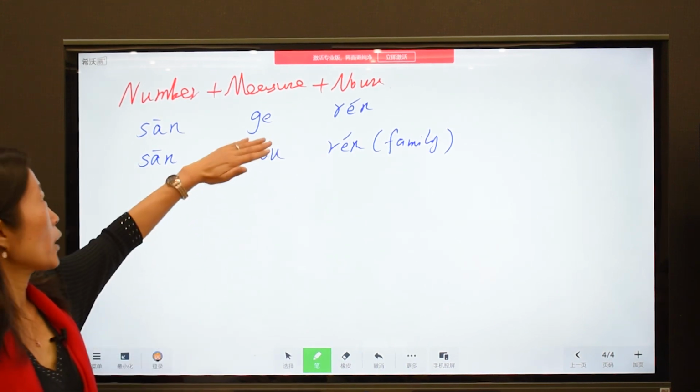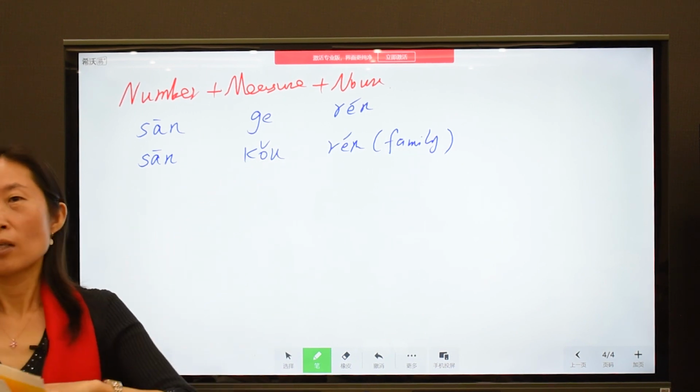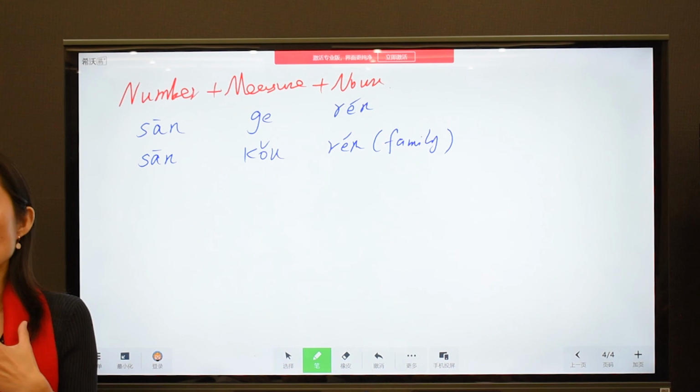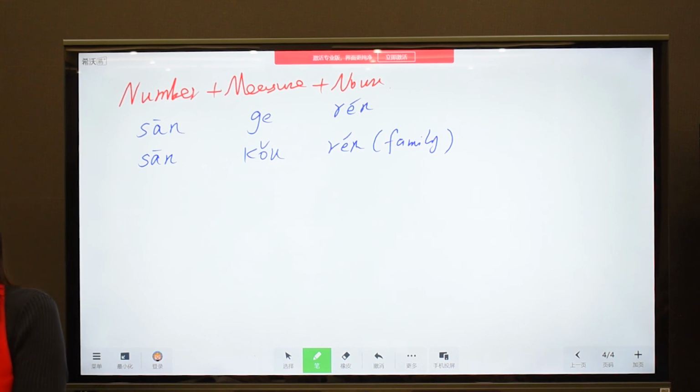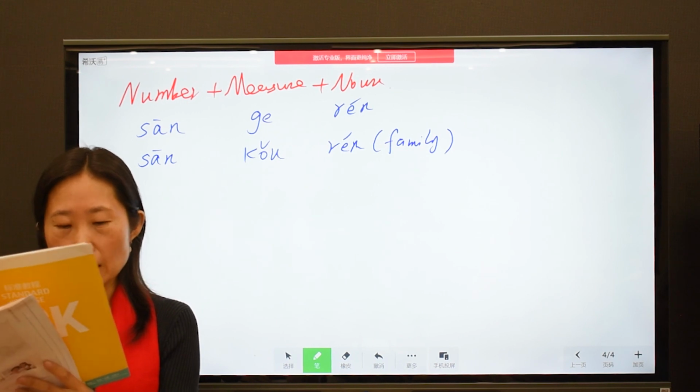But you still can use 个, okay? Because today this lesson uses 口. So why use 口 for people? Usually only for family members. 口. Okay, now let's see the first dialogue.